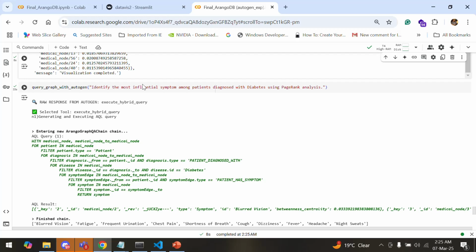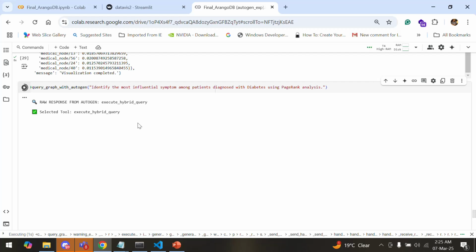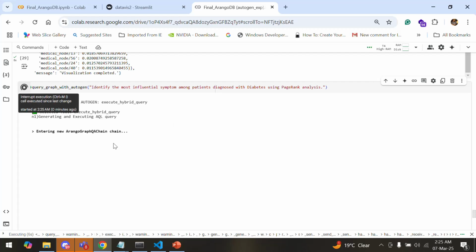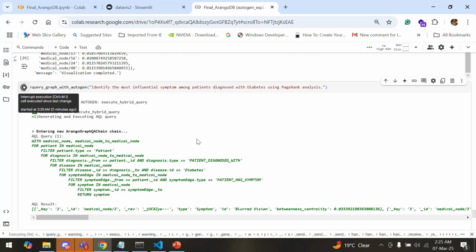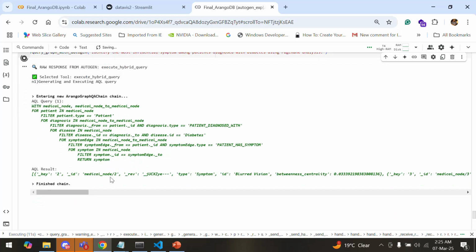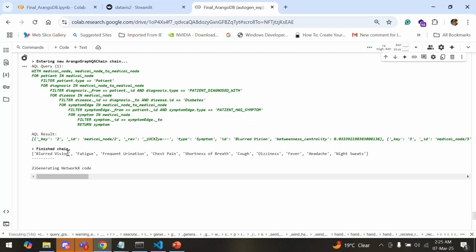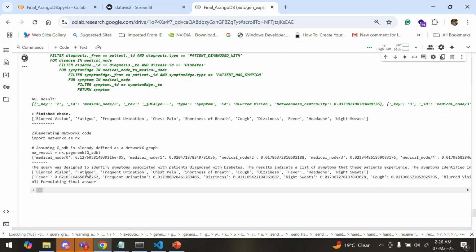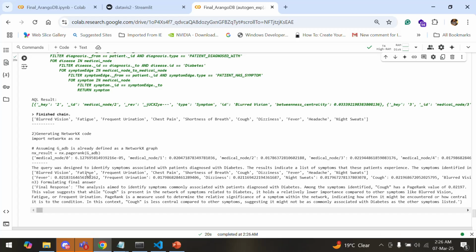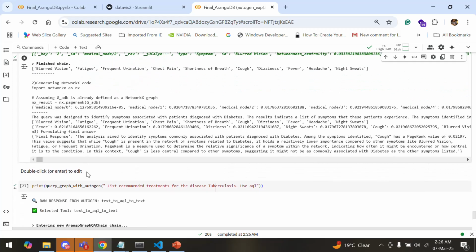Similarly, if we have this query, most influential symptom among patients diagnosed with diabetes, and we run through it, you see it goes directly into the hybrid query mode. It goes into the Arango QA chain, gets information for the entire results like blurred vision. Then it generates the NetworkX code. And finally the response is given.